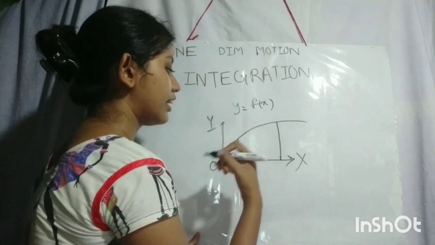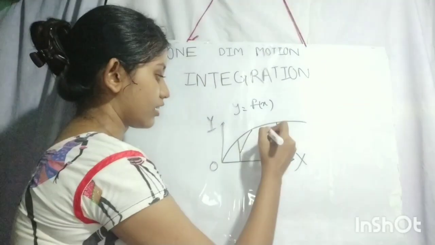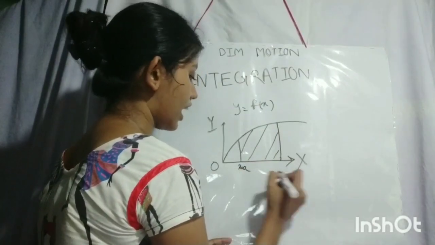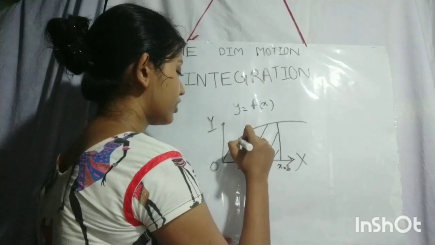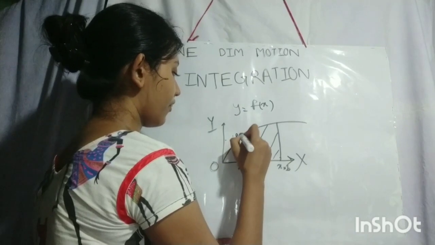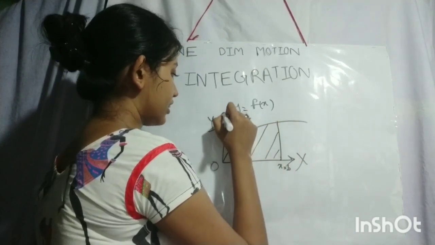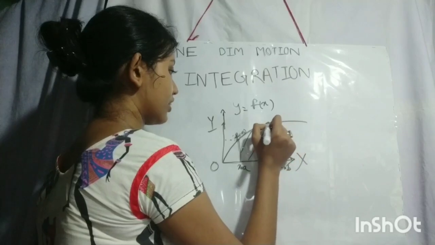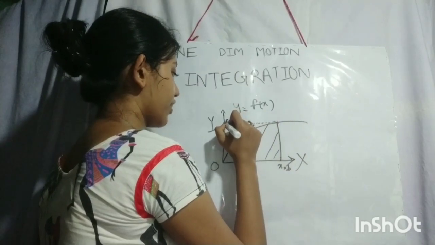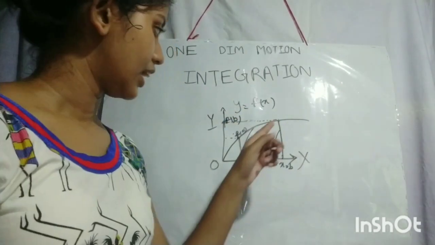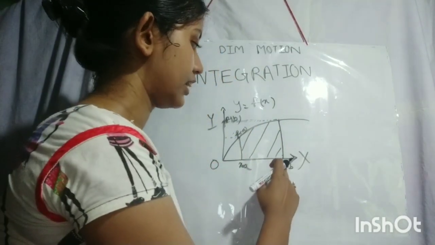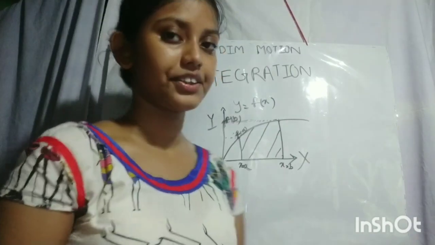This is the function y equals f(x), and I have to determine the area of this part. This is x equals a, let, and this is x equals b. So that point will be f(a), obviously, since y equals f(x), and that point will be f(b). This height is f(b) and this height is f(a), at x equals b and x equals a.